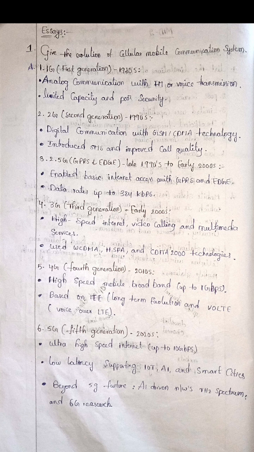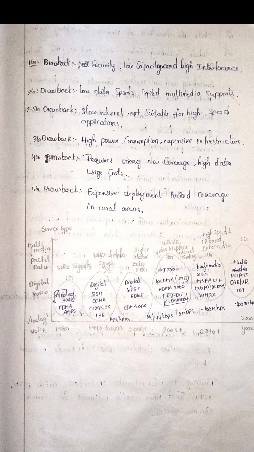And give the evolution of cellular mobile communication system for the 5th lesson. First generation. The first generation was introduced in the 1980s. Analog communication with FM for voice transmission, limited capacity and poor security. Its drawbacks: poor security, low capacity, and high interference.